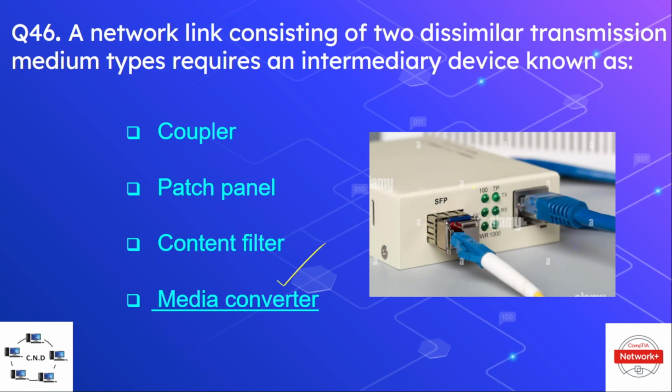So this is a picture of media converter. Here we can see that we have two different types of media. This is OFC, optical fiber interface, and this is Ethernet. So this is a typical LC connector, and this is an RJ45 connector. This device is known as media converter because it converts OFC or optical fiber signals to Ethernet or vice versa.